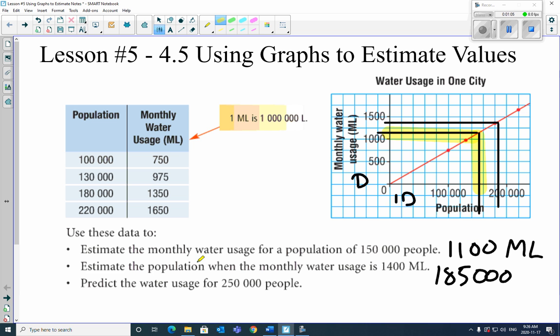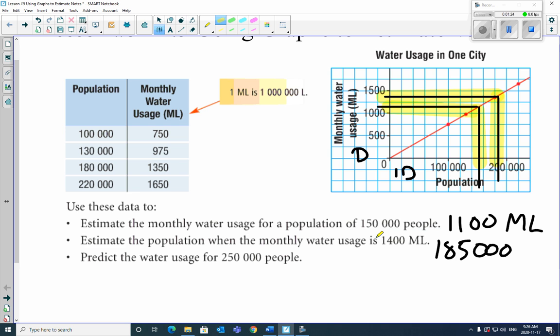Estimate the population when the monthly water usage is 1,400. So now we're going to go backwards. We look up the water usage here, find 1,400, go across until we hit the red line, and then we go down, and we can figure out what it is. So about 185,000. What about if you had to predict the water usage for 250,000 people? Well, you can see there's 100,000, there's 200,000, so 250,000 would be over here, somewhere off the graph. We're going to talk about how to deal with stuff that's off the graph in a minute, okay?